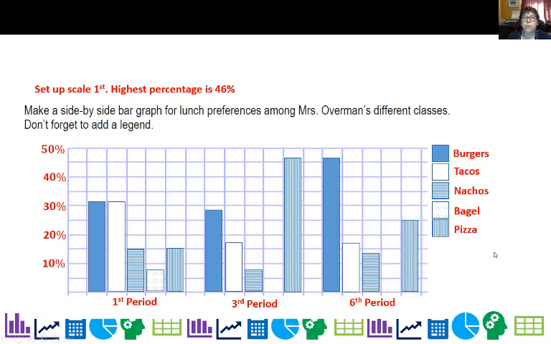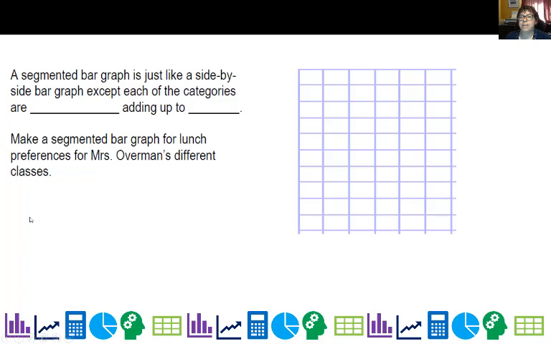And here's a legend. Always be sure to add a legend if you can. Or you could, and I've had students individually label these burgers, tacos, nachos, bagel, pizza. That's fine. Now, another type of graph, and don't forget your title. Technically, I should have relative frequency on the side here, so I should add that.